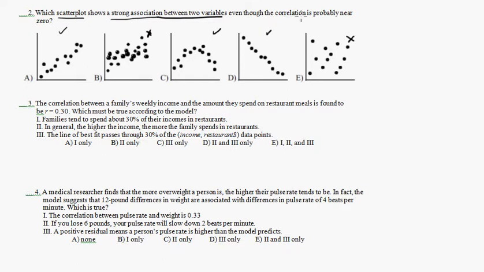Even though the correlation is probably near 0, so there's no linear correlation. Well, this one looks linear to me, so I would rule that out. And this one looks like a negative, but definitely linear, so I would rule that out. So the only one that doesn't have a linear, it's a strong association, but it's not linear, probably going to have a line that goes through like this, is this one. So the answer is C.